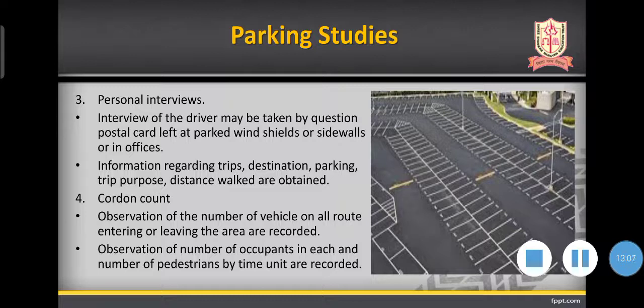Then there is cordon parking, or cordon counts. The number of vehicles on all the routes entering or leaving the area is observed and recorded. The number of occupied spaces in each area and the number of pedestrians per time unit are recorded. In this we record each and every vehicle: at what time it arrives, at what time it is dispatched or leaves, and how much space it requires. After recording for at least one month, you can design your own parking space like this. So this is all about your fourth chapter, that is traffic engineering.